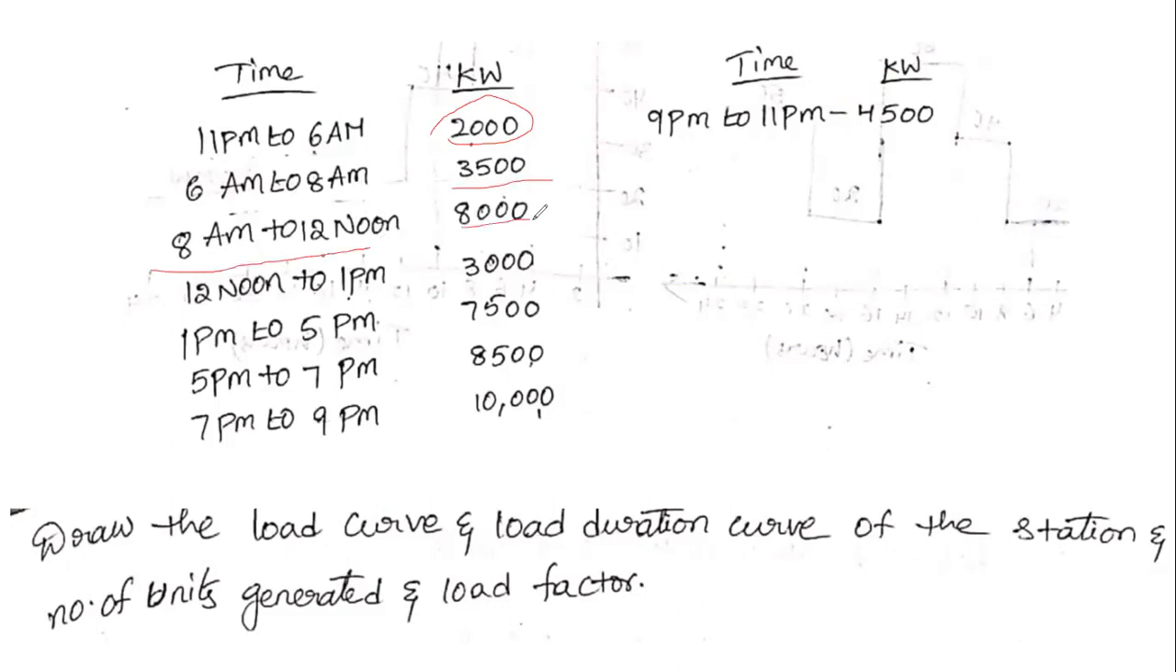8 a.m. to 12 noon is 8000, and 12 noon to 1 p.m. is 3000. 1 p.m. to 5 p.m. is 7500, and 5 p.m. to 7 p.m. is 8500. 7 p.m. to 9 p.m. is 10,000. Therefore 9 p.m. to 11 p.m. we obtain 4500. Okay, this is the given data.